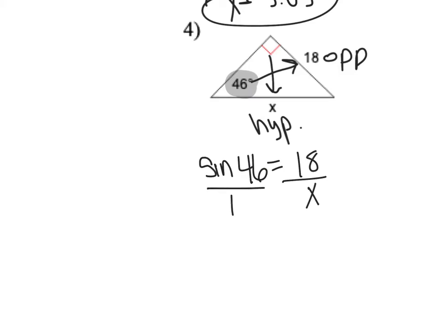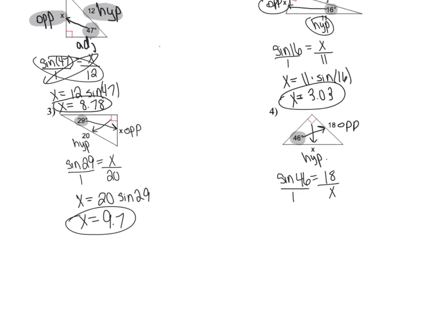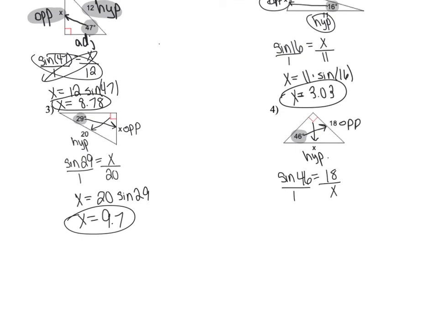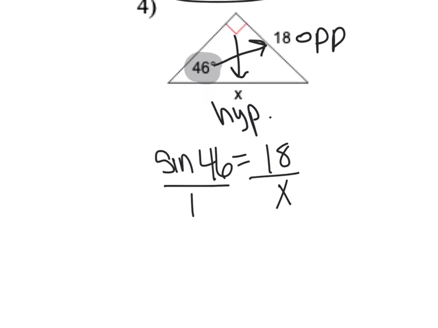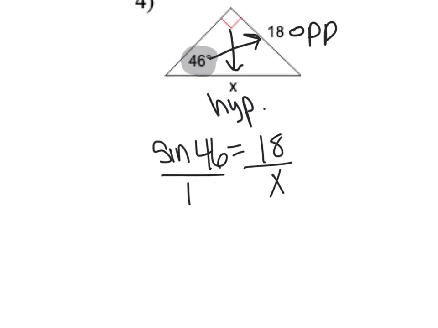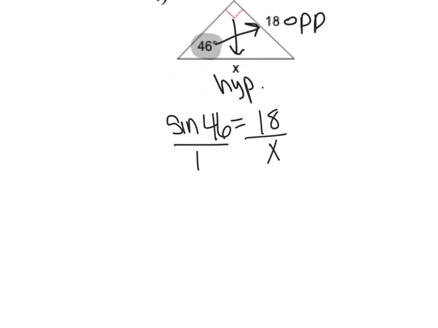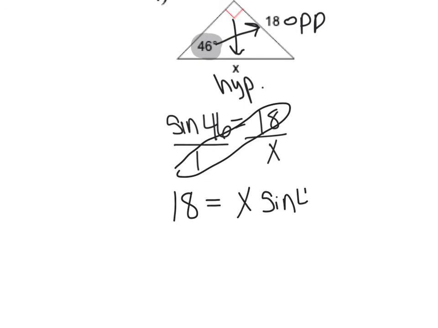Now if you look at all of the other ones that we've done so far, the x, the missing value, has been in the numerator, and it's been pretty simple to just cross multiply and get your answer. When your x value is in the denominator of one of your proportions, it's a little bit more difficult because it's just a few more steps. So if you remember butterfly, we're going to say 18 times 1 is 18. And then we have x times the sine of 46.